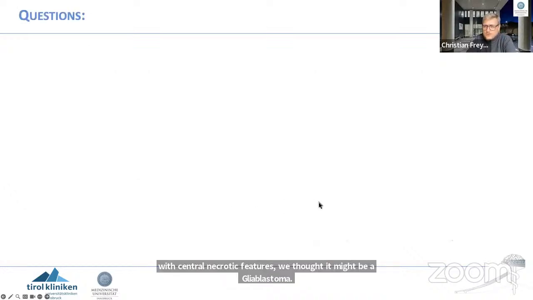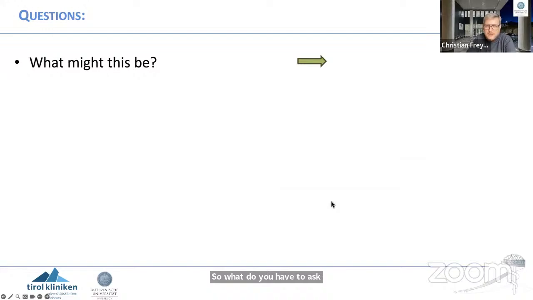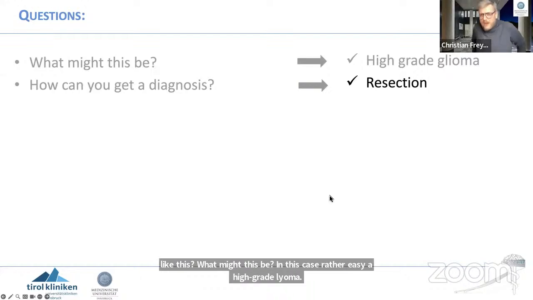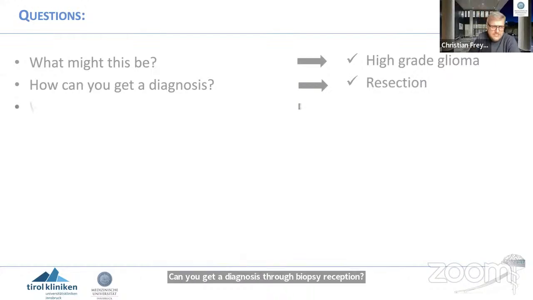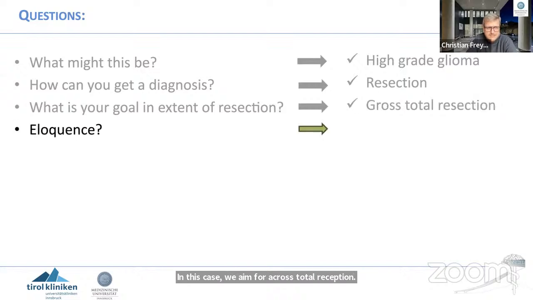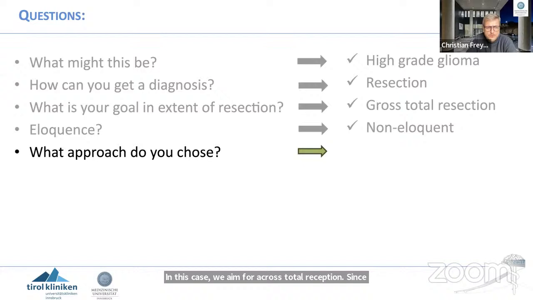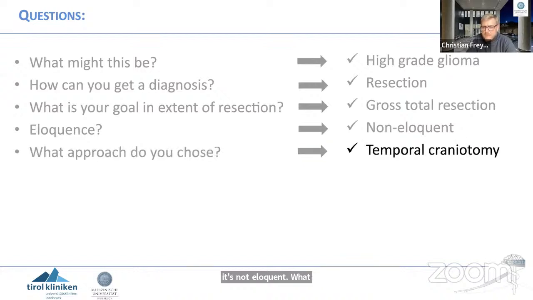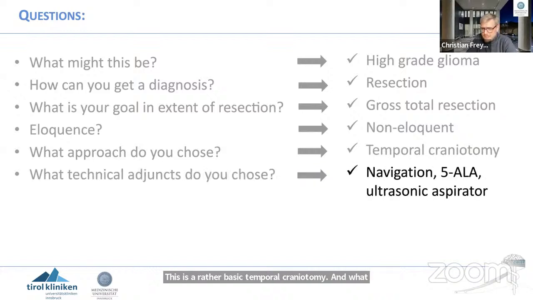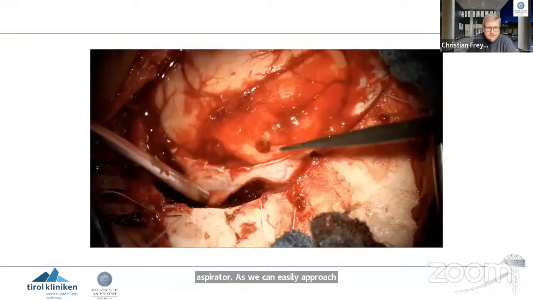So what do you have to ask yourself if you see a patient like this? What might this be? In this case, rather easy, high-grade glioma. Can you get a diagnosis through biopsy or resection? We aimed for resection in this case. What is your goal and extent of resection? In this case, we aimed for a gross total resection, since it's not eloquent. What approach do you choose to get there? This is a rather basic temporal craniotomy. And what technical adjuncts do you want to have? For this case, we used navigation, 5-ALA, and ultrasonic aspirator, as we can easily approach those things.